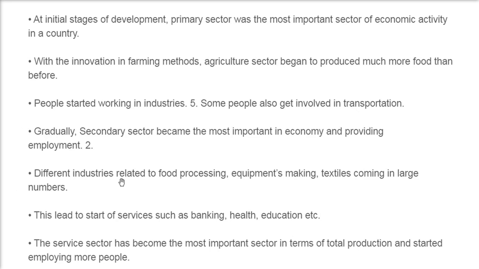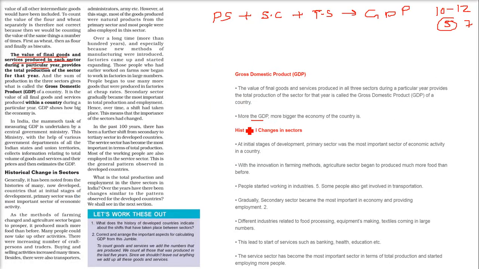Now, various industries in the secondary sector started food processing, equipment making, textiles, all the things which can be done in the secondary sector. And when these things expanded, they needed to be supported by banks, good health, education. All these come from the services, that is the tertiary sector. So the service sector, the third sector, has now become the most important in terms of total production and started employing more people. If you go to rich countries, you will always see most of the people are involved in the tertiary sector rather than in the primary sector.